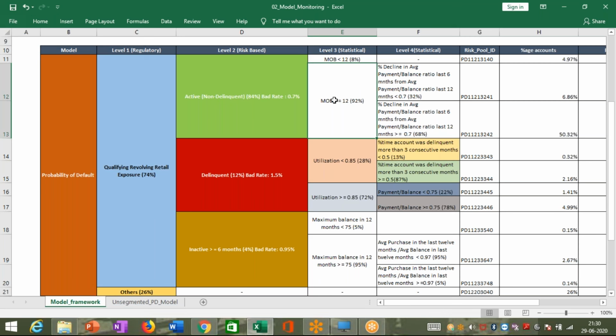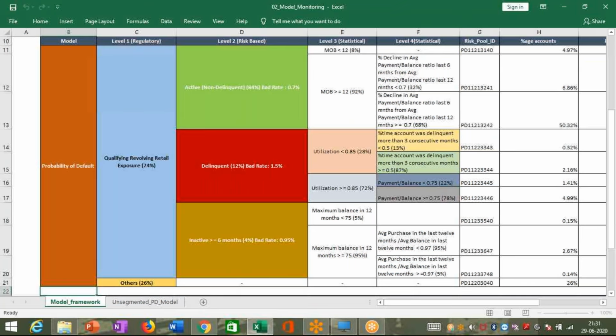So first what we have is the whole portfolio. I'll put this as the probability of default for the QRRE portfolio. Number of accounts is like black. Calculate.